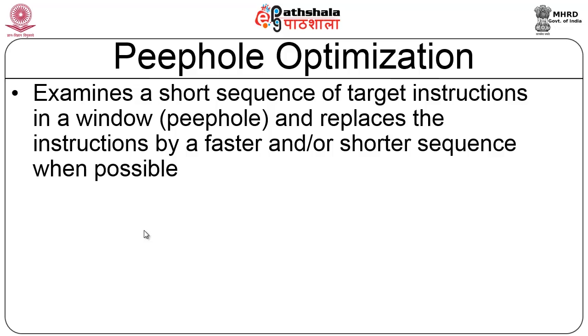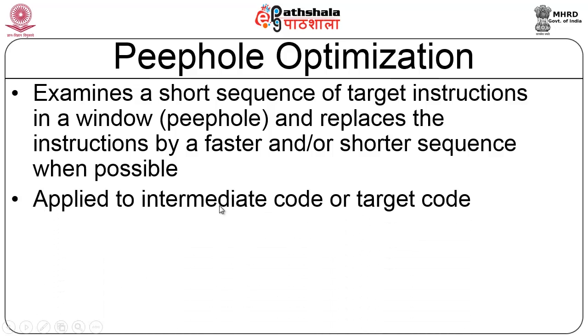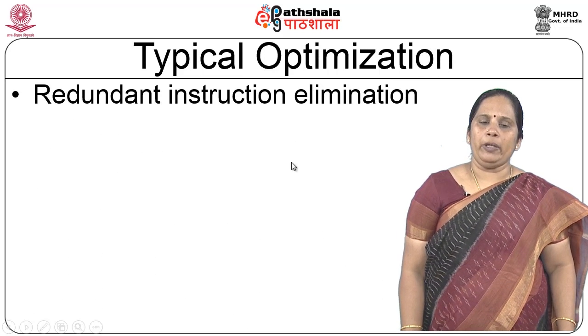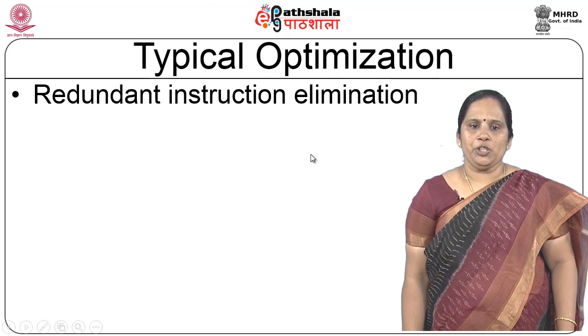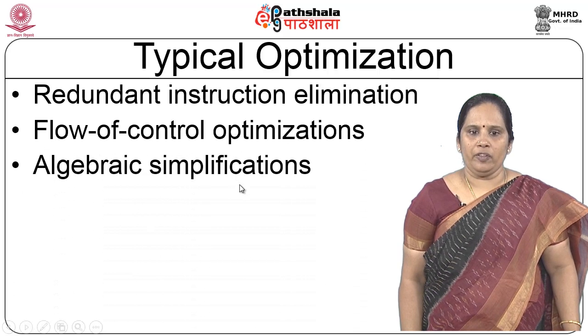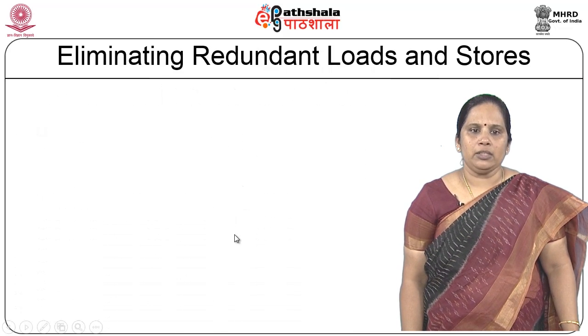That is what is called peephole optimization, where you try to replace the instructions by a faster or a shorter sequence of instructions wherever possible. It is typically applied to intermediate code or target code, more so to target code, because intermediate code would already have been optimized by the other optimization procedures. The typical optimizations possible with peephole are redundant instruction elimination, flow of control optimization, algebraic simplification, use of machine idioms, etc.